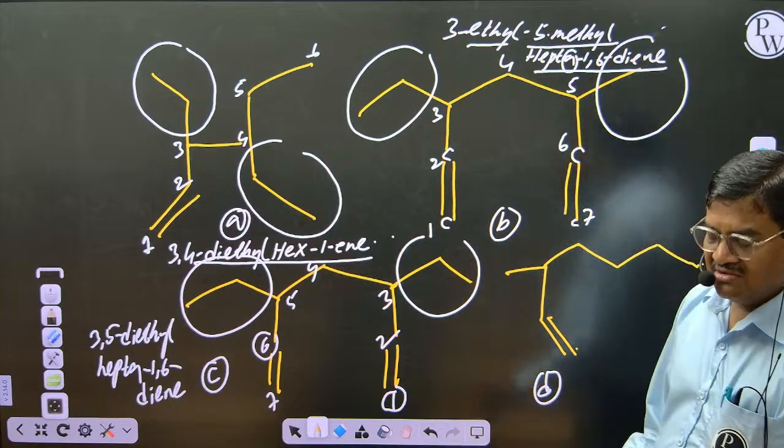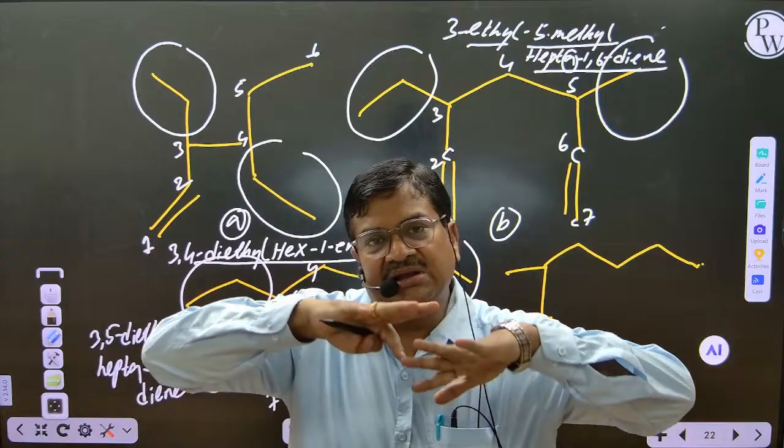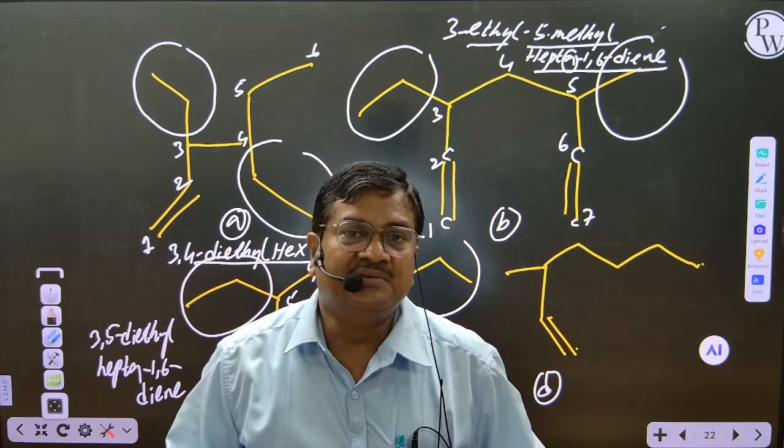Understood, students? Whenever double bonds are there, even though you get a smaller number of carbons, the double bond should be included in the parent chain.